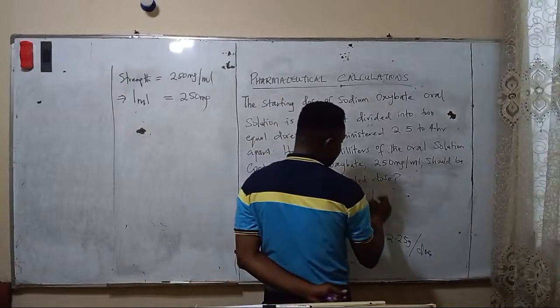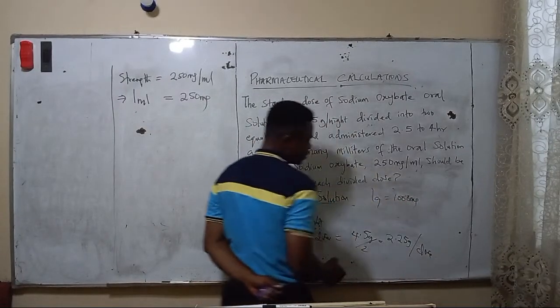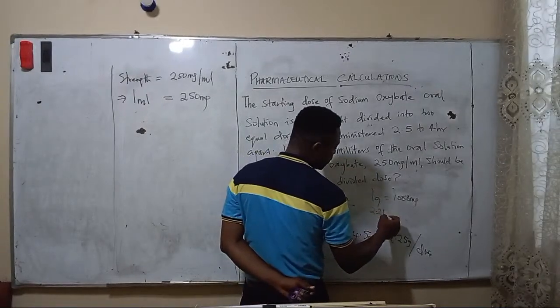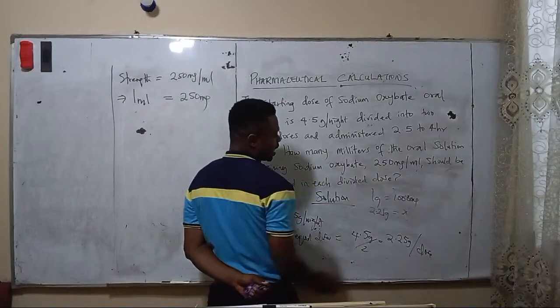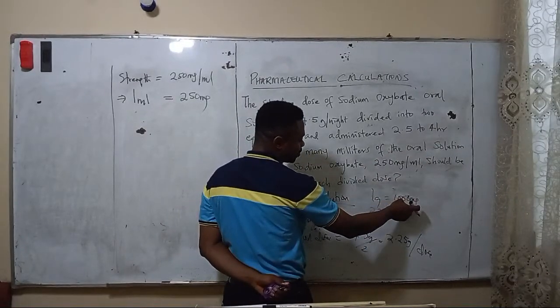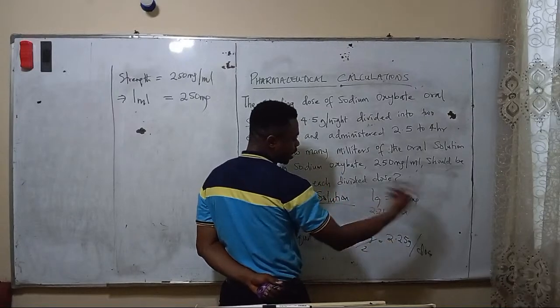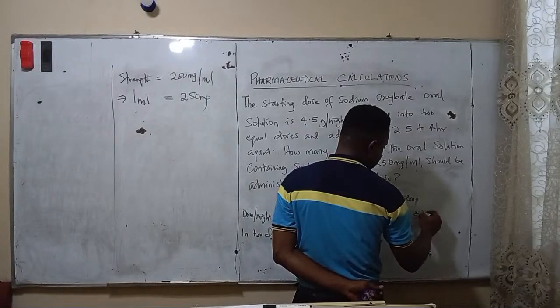2.25 gram: 1 gram is what? 1,000 milligram. Therefore, 2.25 gram is what? X. This is simple. Just cross multiply. 2.25 gram times 1,000 milligram divided by 1 gram. Gram will cancel gram. This implies that X is what?